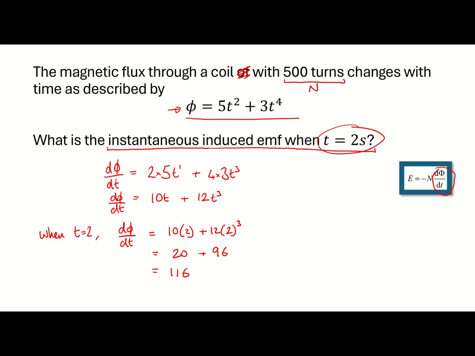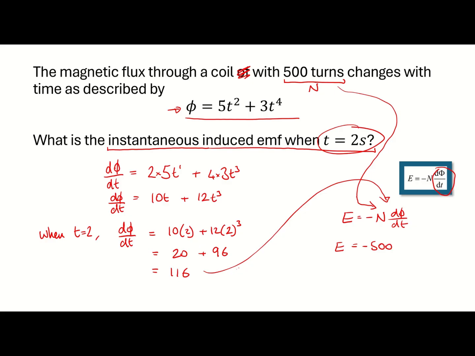We actually want the induced EMF, don't we, at time equals 2. So now we know what d phi dt is at time equals 2. We can put it into our equation. So E is equal to minus n d phi dt. Well, we now know that d phi dt is 116 and n is 500. So E is equal to minus 500 times 116.